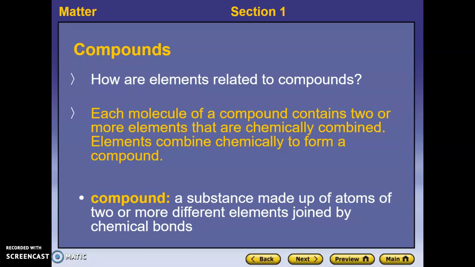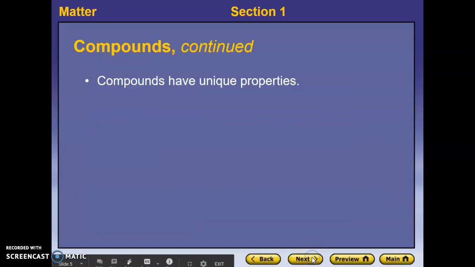What's interesting about compounds is that compounds are always very different than the elements that make them up. They have unique properties. A great example of this is sodium chloride. Sodium is a metal. In fact, it is kind of a grayish silver metal. When you cut it, it's pretty soft. It's interesting because when you put it in water, it spits and spatters, and if you put a big chunk in water, it can even blow up.